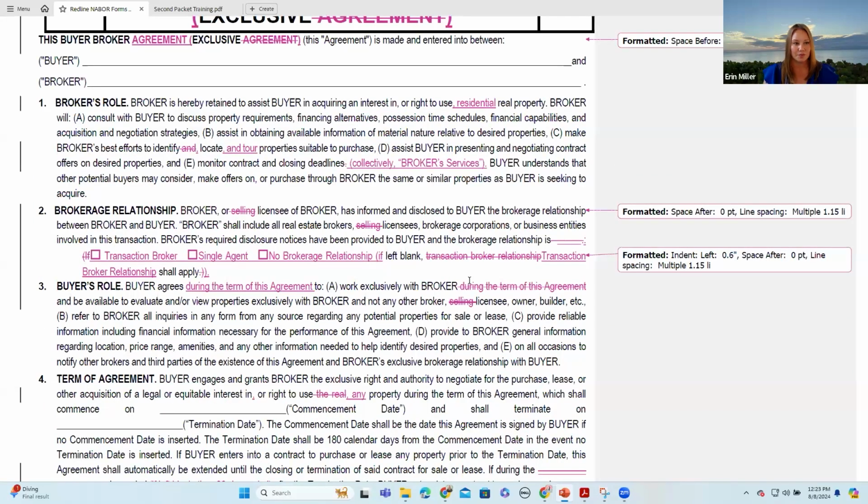Paragraph 2, regarding the brokerage relationship, the broker or the licensee of the broker has informed the buyer of the type of brokerage relationship that exists. What used to exist was a blank line where you'd have to write in the type of relationship. Now we've got checkboxes where you can select transaction broker, single agent, or no brokerage relationship. If that section is left blank by accident, the transaction broker relationship will apply. So in paragraph 2, you get to check a box now for the type of relationship that you will have with your buyer.